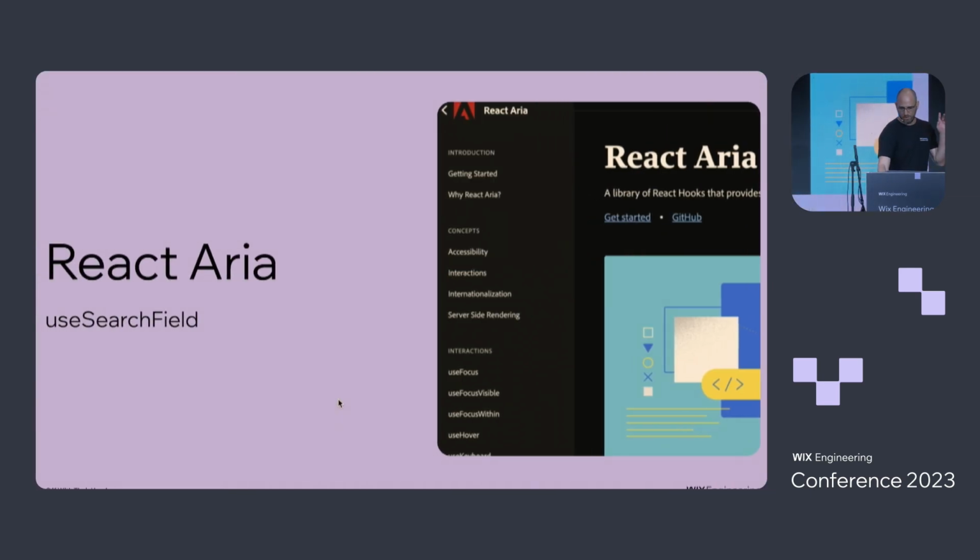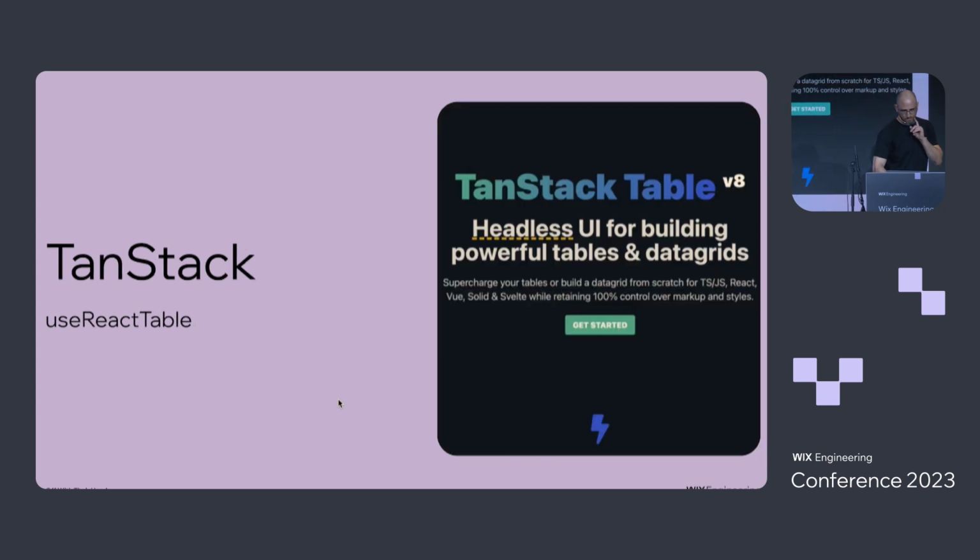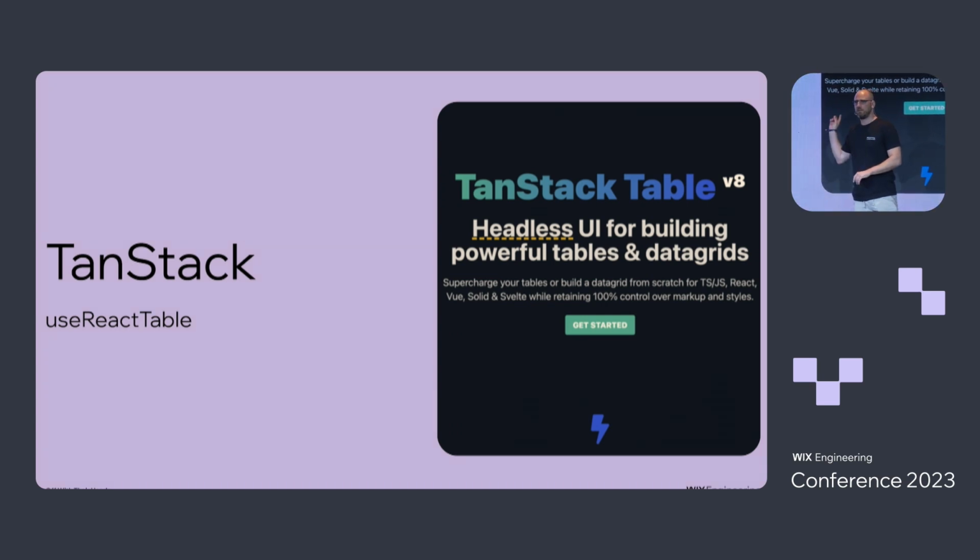Okay, I'm going to show you one more example. It's quite a different example. So, any of you ever used TanStack? Nice. React Table, AG Grid? Right, so AG Grid is a data grid. It's very advanced. It's commercial. This is the open source alternative.